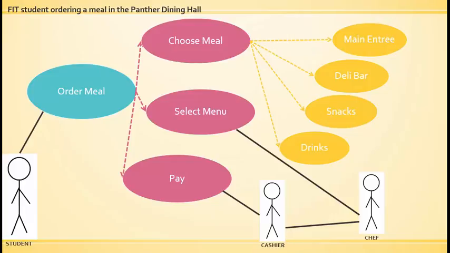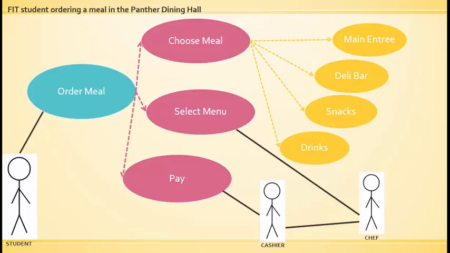Well, the student enters the dining hall and wants to order a meal. Well, he or she chooses a meal, and their choices are from a main entree, the deli bar, which includes a salad bar, snacks, or maybe he wants a drink or wants two out of the three. But the student has a choice. Then at some point the student will select, confirm what he or she wants to eat, and then pay.